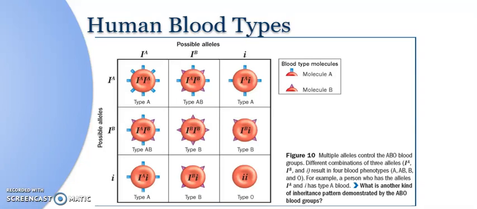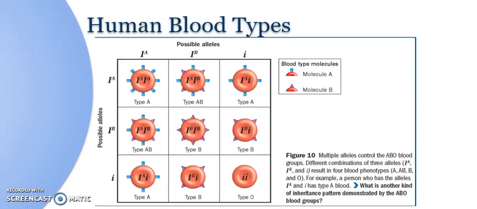And then if you have the recessive lowercase i and an I^A, you have A blood as well. At the bottom of the chart here, you can see O blood. Right? O blood is when you have the two recessive alleles being inherited at the same time, right? Producing O blood.